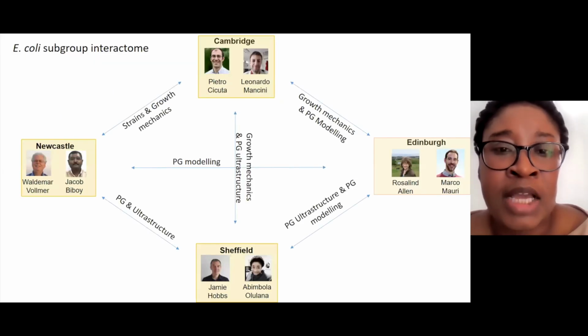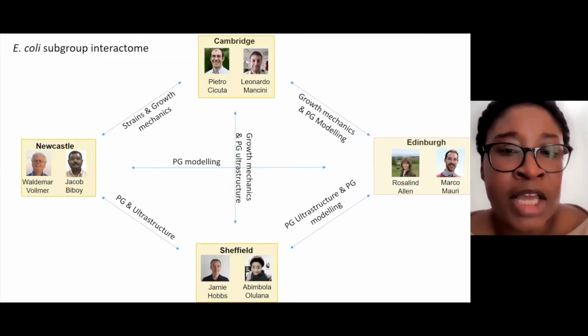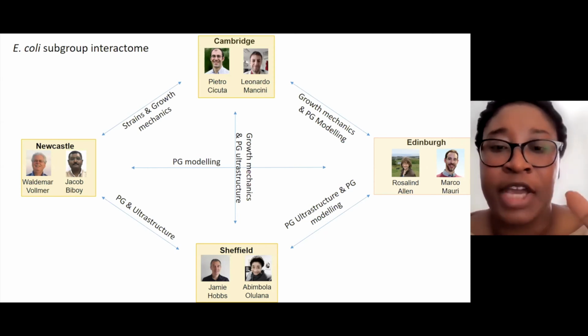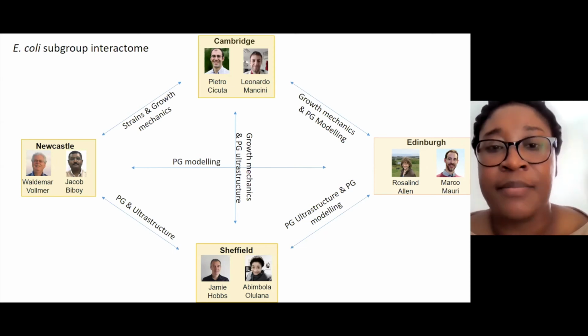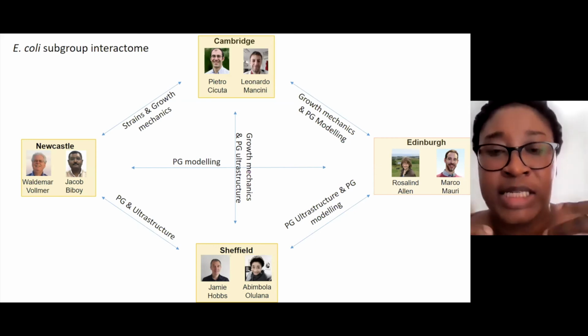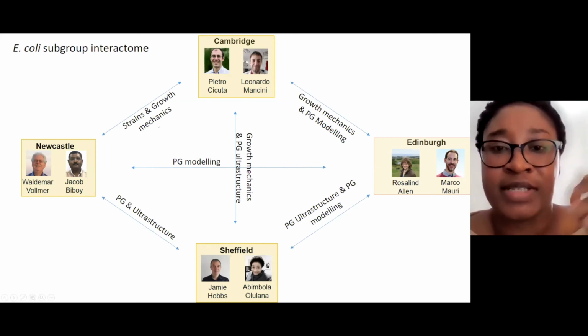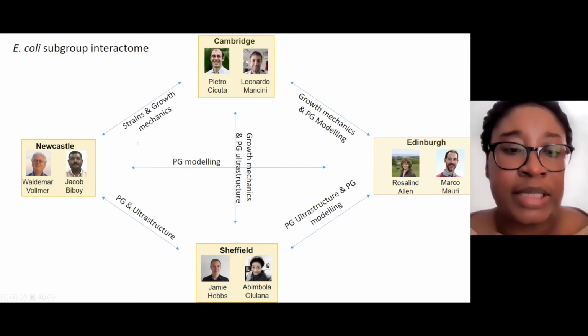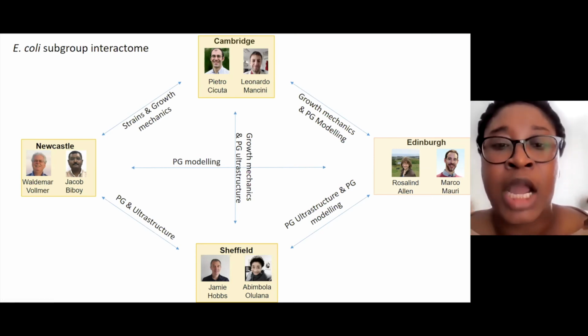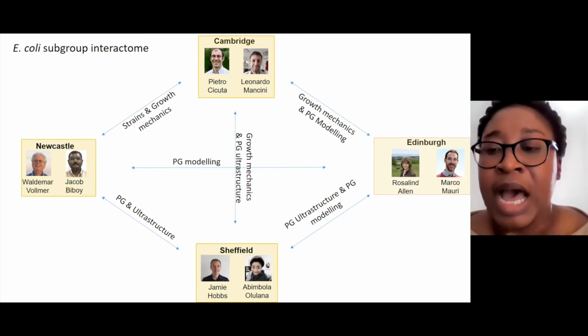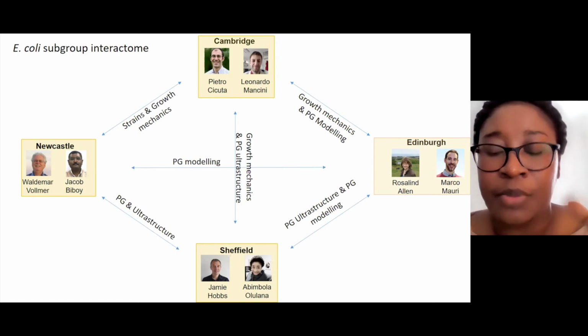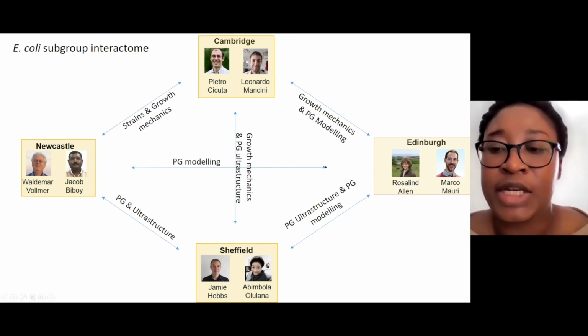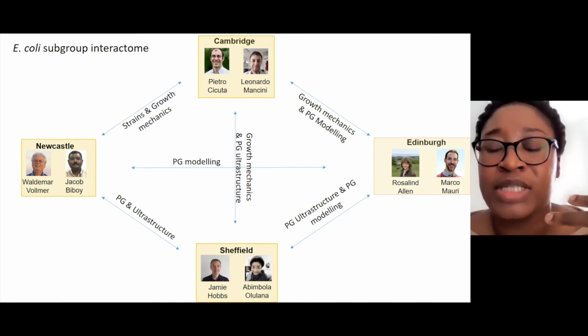Next. In terms of the people that are actually working, we have from Cambridge, Pietro and Leonardo. They are the ones using the microfluidics chamber to study cell division, growth rate of the cell and the likes. In Newcastle, we have Waterman and Jacob, and they are the ones doing the biochemistry analysis of the composition of the PG with respect to different strains. And in Edinburgh, we have Roslyn and Marco. Marco, you said you've heard from him. So they are the ones working on the mechanical properties and modeling, looking at the associated mechanical properties of the PG that we are looking at.